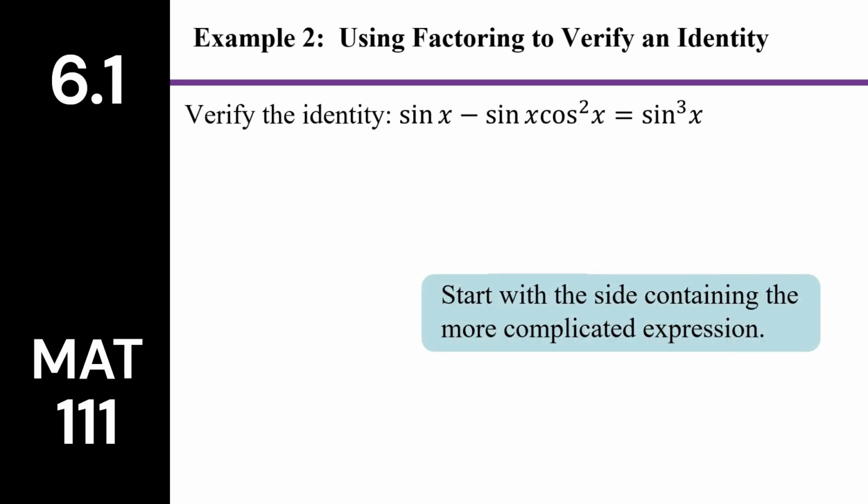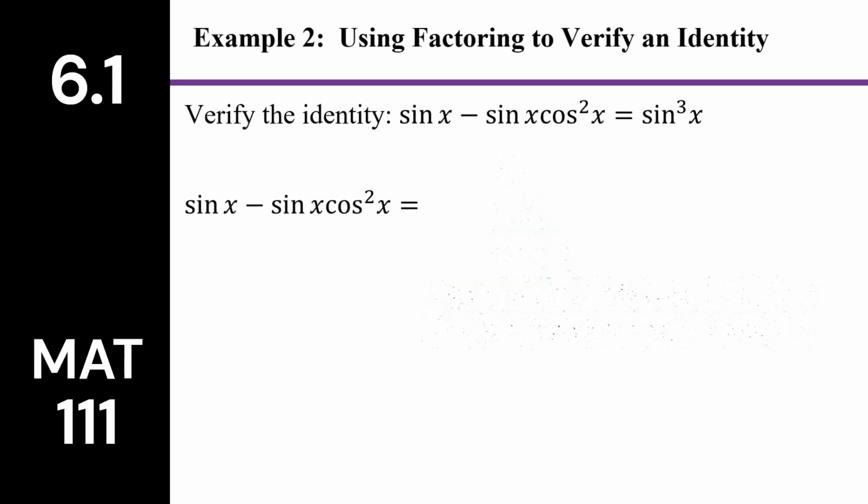Notice that we will start on the side that's more complicated. That's the left side. We take a look at it and we notice that the sine of x is common to both terms. So we can factor out that sine of x. When we factor it out of the first expression, it leaves just 1. And when we factor it out of the second, it leaves negative cosine squared of x.